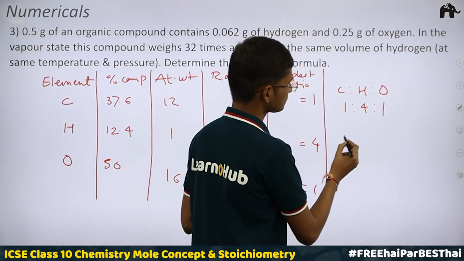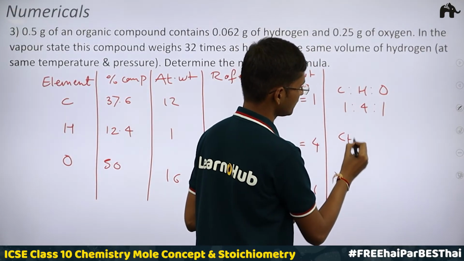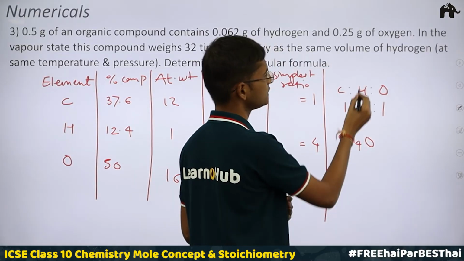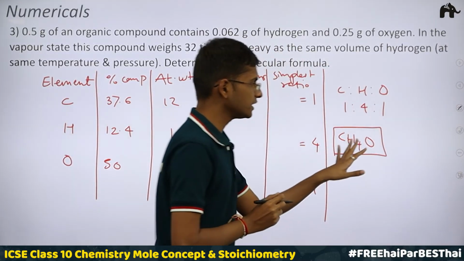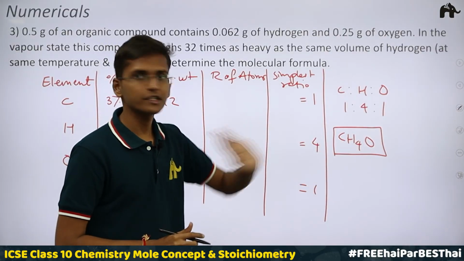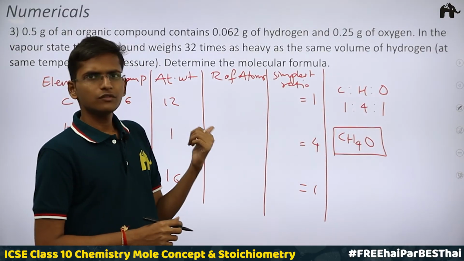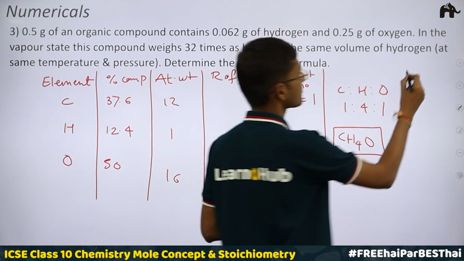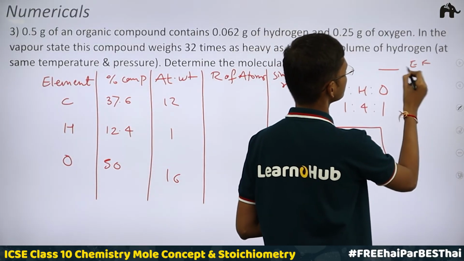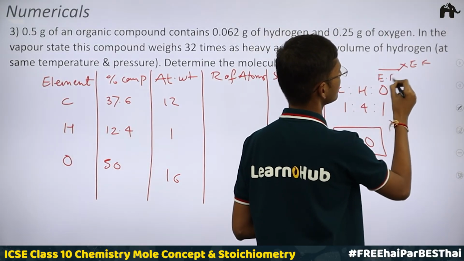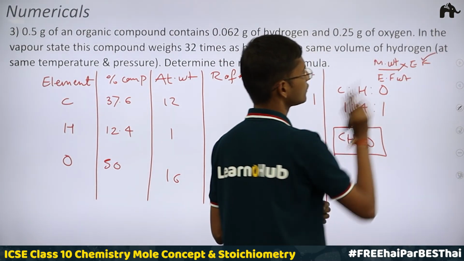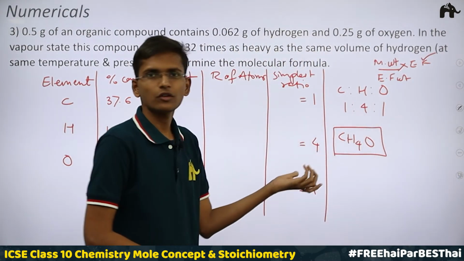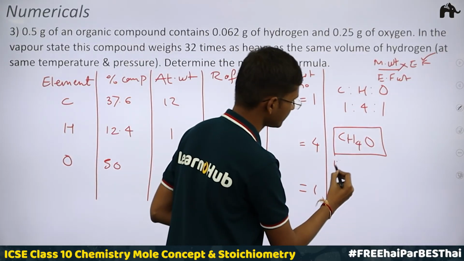So CH4O. This is the empirical formula, right? We have reached this far. Now we got one thing, the empirical formula. Now what is remaining? Empirical formula weight, right? And molecular weight. So this is done. Now empirical formula weight is like a piece of cake, so we are just finding it here itself.